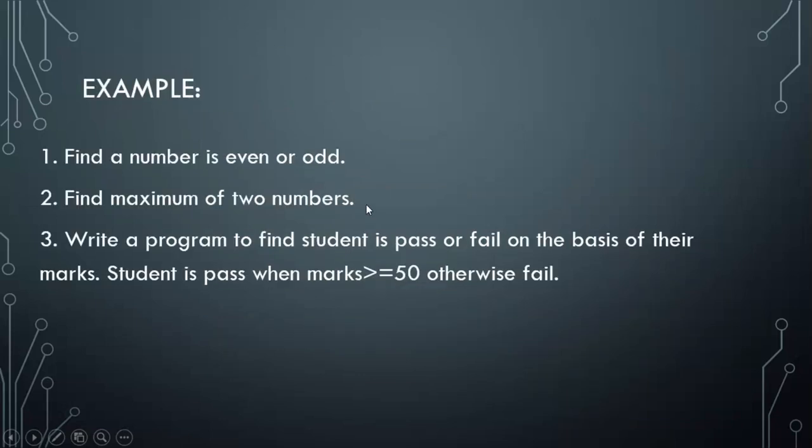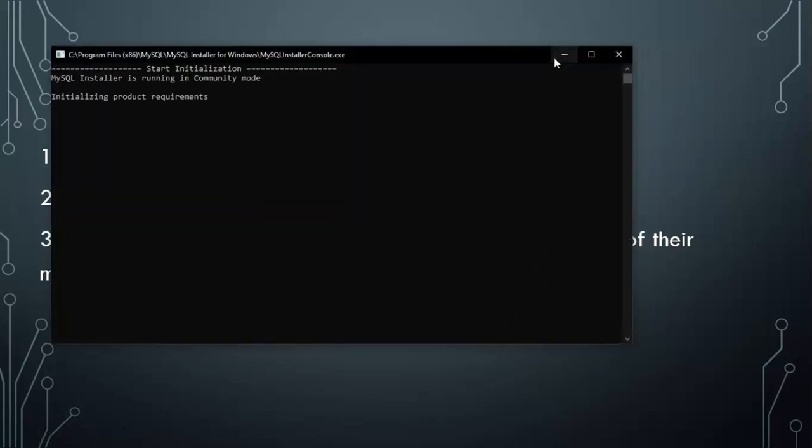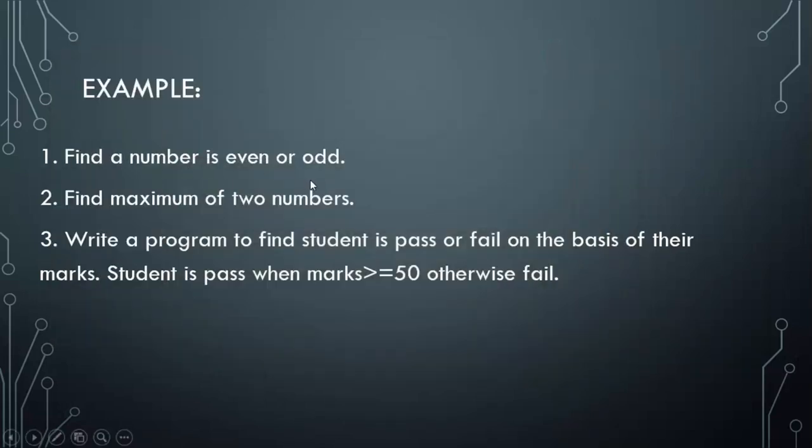Now we will jump to examples of if else structure. We will write three programs for understanding the if else structure in detail. Our first program is find a number is even or odd. As we know that even number is a number which can be divisible by 2. So we will divide our number with 2 and check our remainder. If the remainder is 0, then it will be even, otherwise odd.